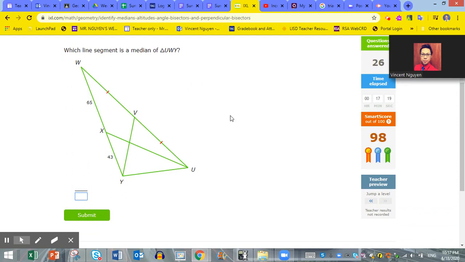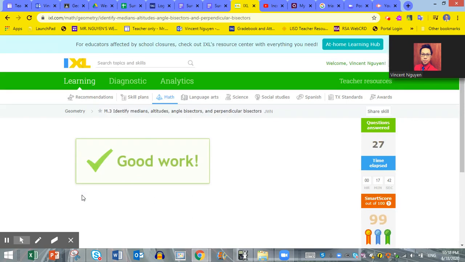Which segment is the median? A median comes from the vertex. Both of them come from the vertex, but only one of them cuts the side in half, because this one, XU, does not cut this in half. One is 43 and one is 65. The markings here tell us that it's half and half. So I'm going to say YV. Enter. There you go.